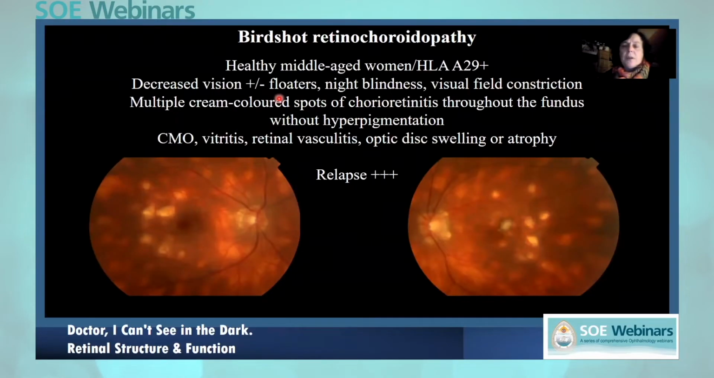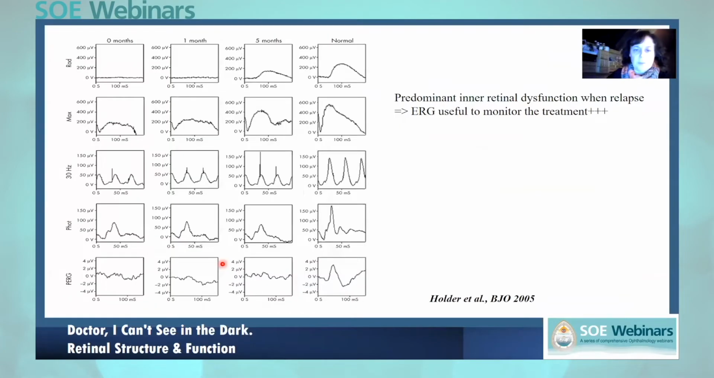Another frequent cause of acquired night blindness are inflammatory disorders, such as this posterior uveitis called Birdshot chorioretinopathy. And actually, the group of Moorfields with Professor Holder really nicely demonstrated that at the acute phase, Birdshot chorioretinopathy is associated with inner retinal dysfunction that will resolve upon treatment, and the ERG may be quite instrumental to follow and manage this patient, to document a generalized retinal dysfunction at the level of the inner retina to monitor this patient.